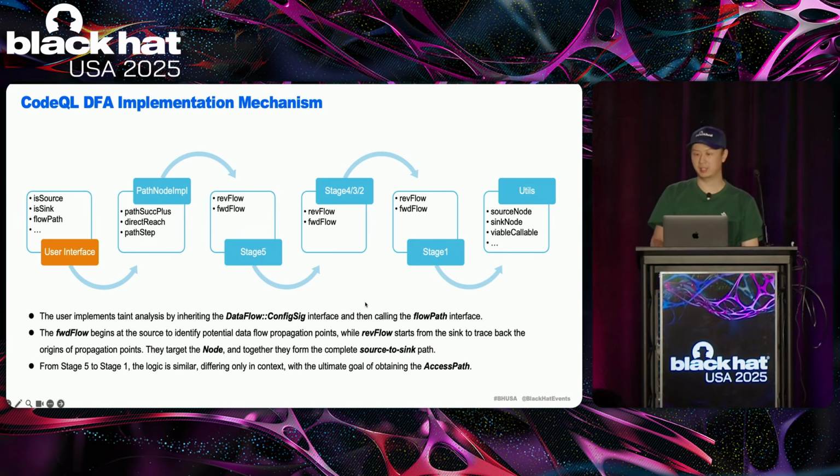Node is calculated through forward flow and reverse flow. Forward flow is the forward propagation from the source point, while reverse flow goes the other way, tracing backward from the sink point. And together, they form a complete source-to-sink path. And access path is calculated in 5 stages, from stage 1 to stage 5. Each stage adds further details to produce the final result.